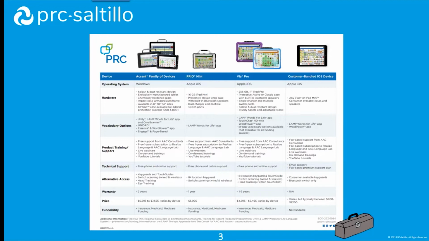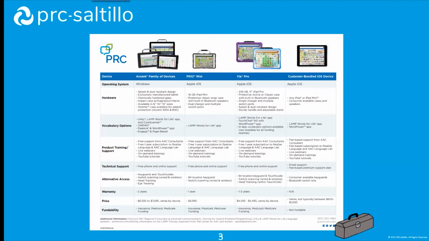There is Essence and Word Power available. So lots of options on the Accent-based devices. On the iPad-based device, you're going to have the LAMP Words for Life app available, so you'll be limited to that one. If you're going to be looking at Unity, then you're going to want to look at the Accent. But if we're looking at LAMP Words for Life, we can look at both of those.